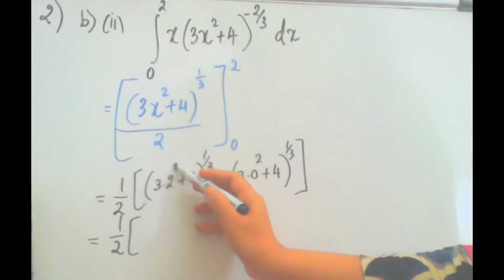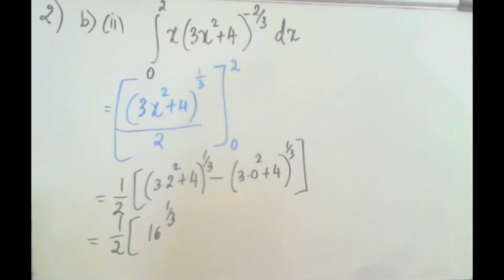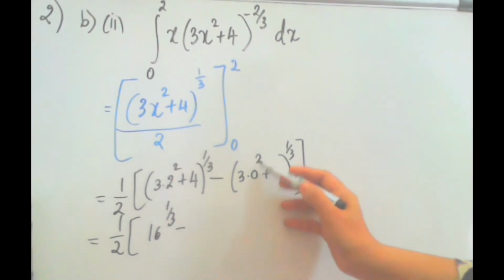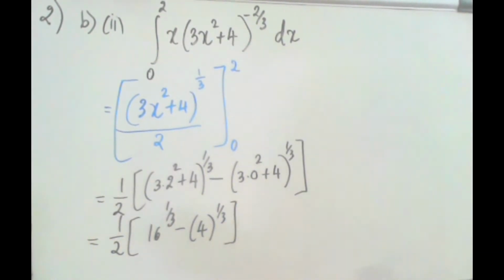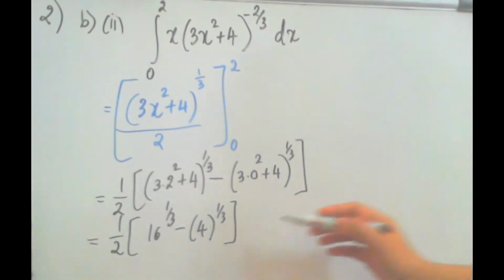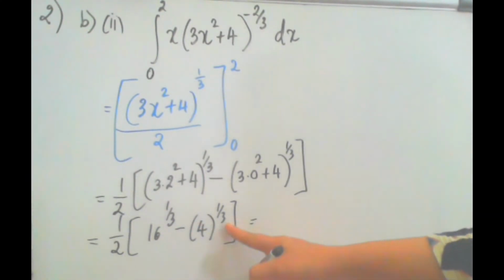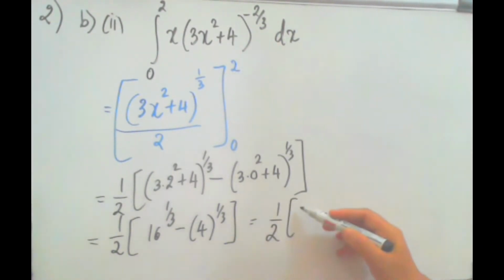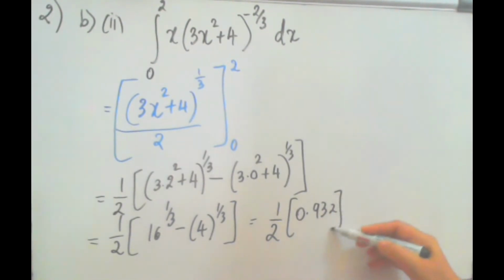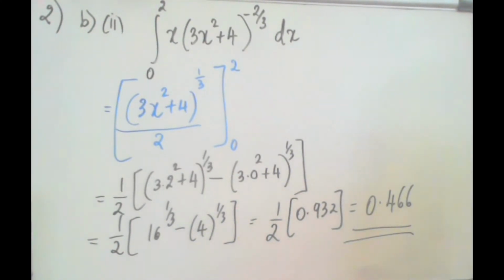to the power of 1/3. This simplifies to 4 plus 4 multiplied by 3, 12 plus 4 is 16. 16 to the power of 1/3 minus 3 into 0² is 0. 0 plus 4 is 4 to the power of 1/3. So if we use the calculator to find the cube root of 16, find the cube root of 4, subtract and divide by 2, we find that the bracket simplifies to 0.932. So you divide it by 2, we get the final answer 0.466. So this is the answer for 2(b)(ii).